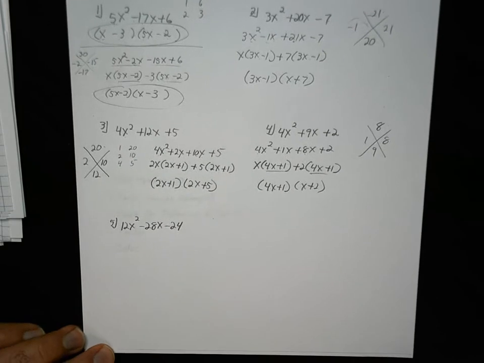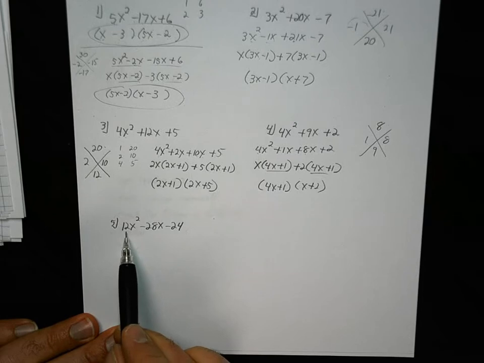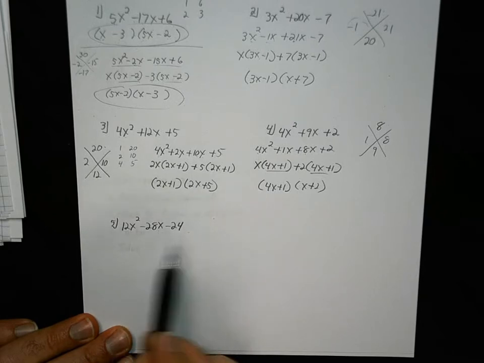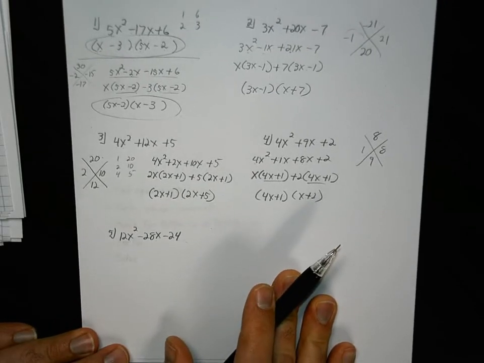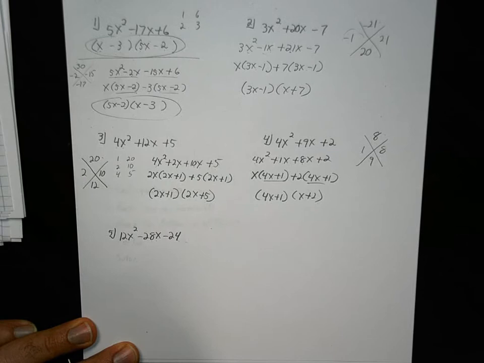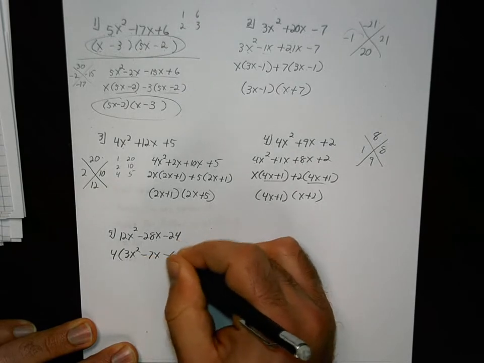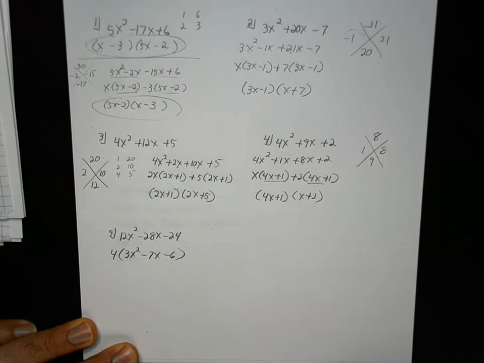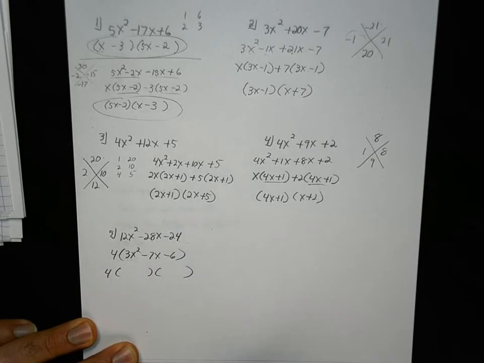Okay. Last one here. Now, one thing to notice here, before I even start, I see this and I see a bunch of even numbers. I know that something can factor out of each term. So no matter what type of factoring you're doing, you always look to see if there's a greatest common factor that factors out of each term. Okay? So 12, 28, 24, 4 factors out. So if I factor the 4 out, I get 3x squared minus 7x minus 6. Okay? That's going to make my life easier because now I can factor this. And this is going to factor into binomials.